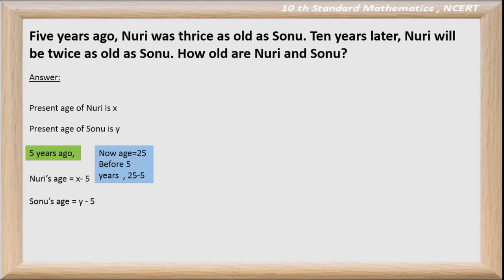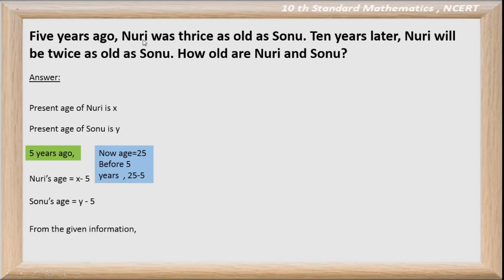A man of age 25. Now the age of a man is 25. Before 5 years, how old was he? 25 minus 5. That same concept here. Nuri's present age is X. Before 5 years, X minus 5.